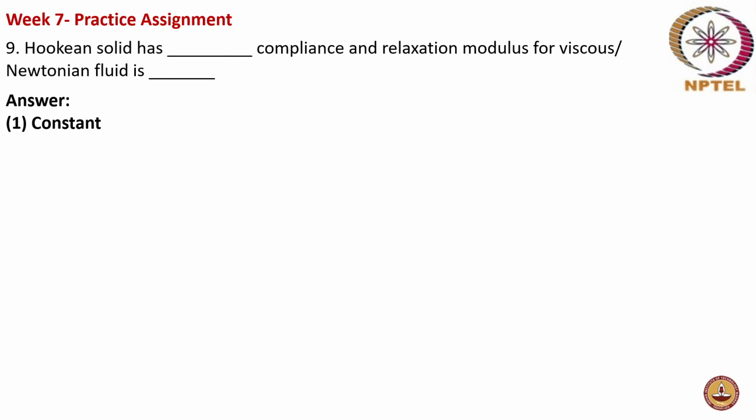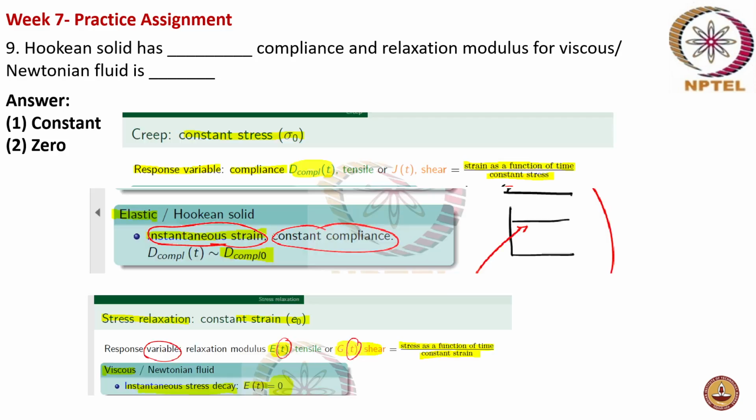So Hookean solids have a constant compliance, whereas the relaxation modulus for a viscous or Newtonian fluid is 0. How? The concept of compliance comes from a creep response. A creep response is nothing but a constant stress being applied. Your compliance is given by the ratio of strain as a function of time to constant stress. So for a Hookean solid, for a constant stress applied, the strain is also constant. That means the strain is not going to vary with time.